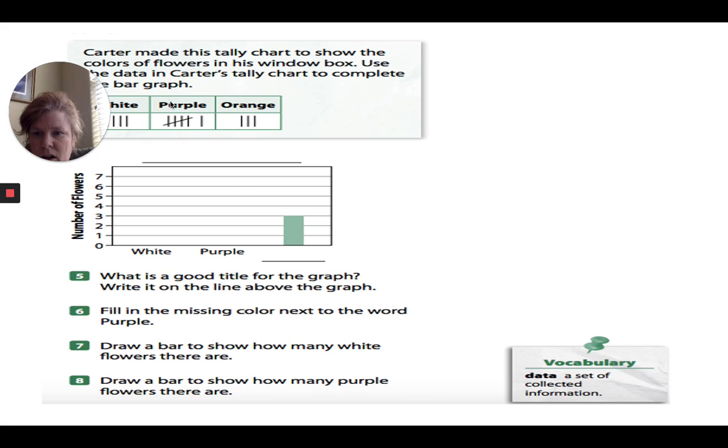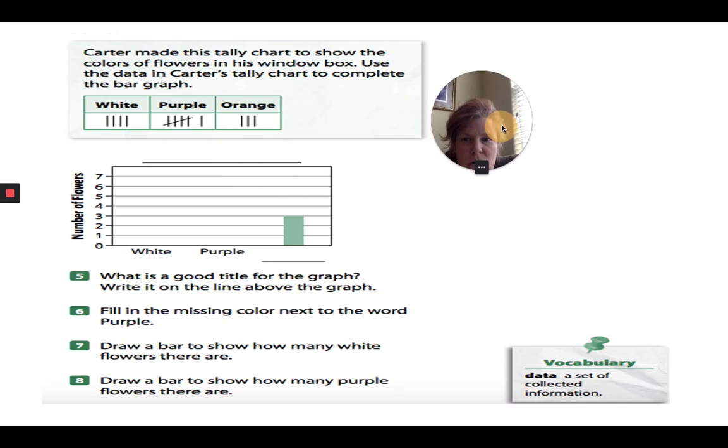Over here, same thing that you've been doing, except you're going to make your bar graphs. I've made those before. This is just more practice. Remember what data is: a set of collected information. Here's your information about Carter. Let's see what Carter's doing now.